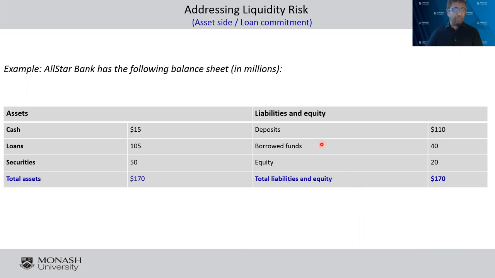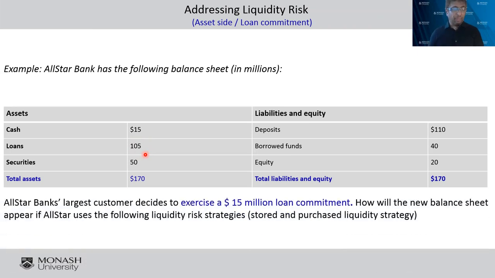On the asset side, we have this balance sheet of All Star Bank. This is the balance sheet before everything. But now we have a problem. The liquidity risk doesn't come from the liability side. It comes from the asset side. And let me remind you how it can come from the asset side, either through loan commitment or what we call LOC, lines of credit. Now, this is actually coming through loan commitment. Let's see how it happens.